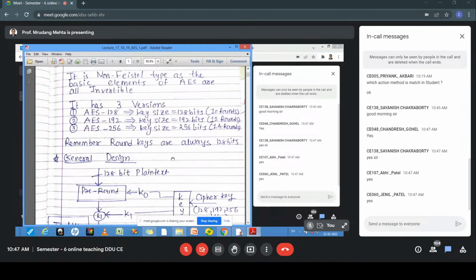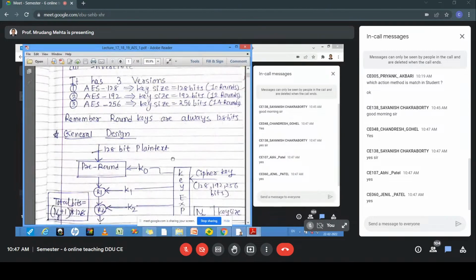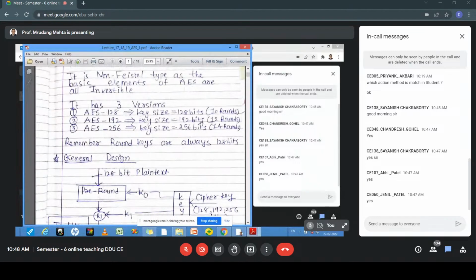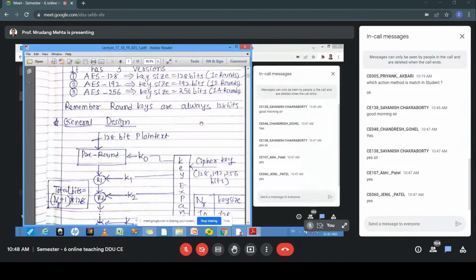So it has three versions, AES 128, 192, and 256, where the key size is 128 bit with 10 rounds, 192 bits with 12 rounds, and 256 bit with 14 rounds. But the round keys are always 128 bits. So this key size is the cipher key. Round keys are of 128 bit. Block size is 128 bit.